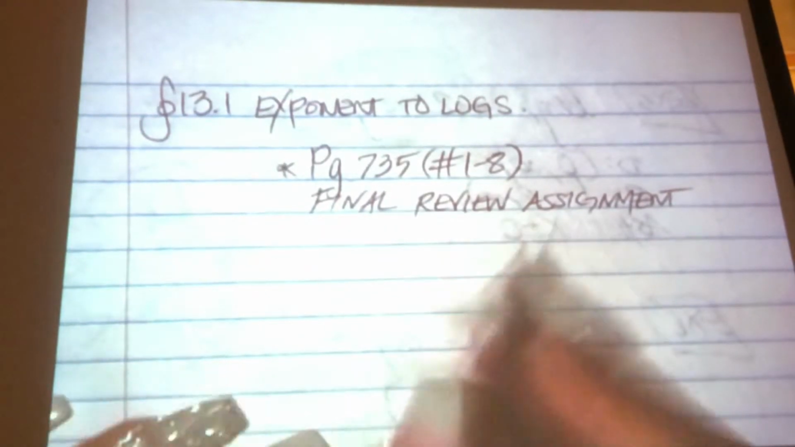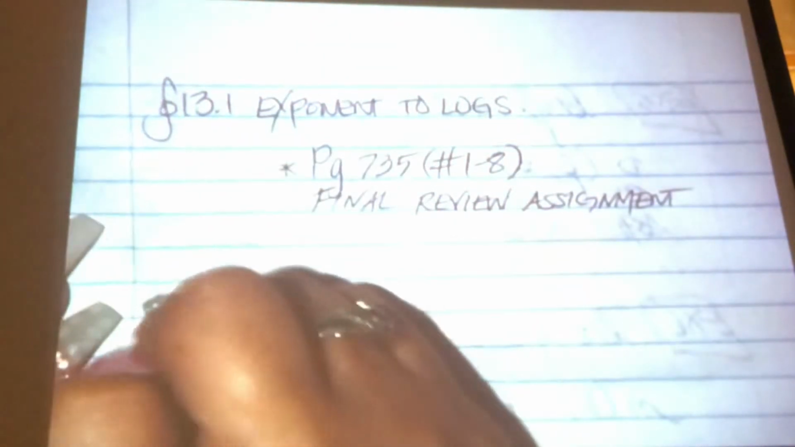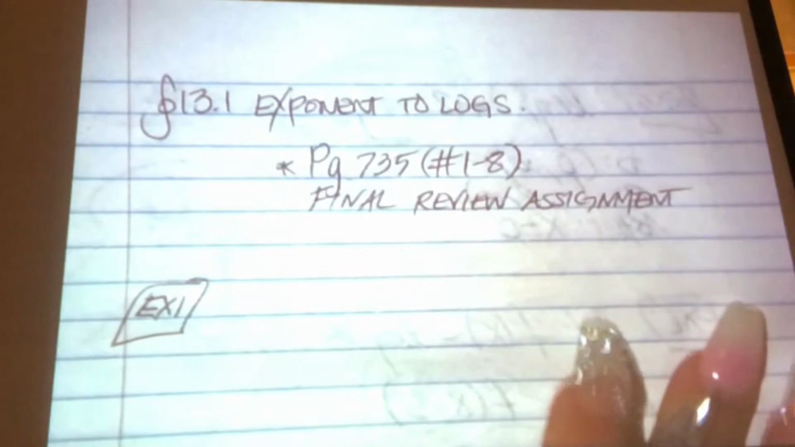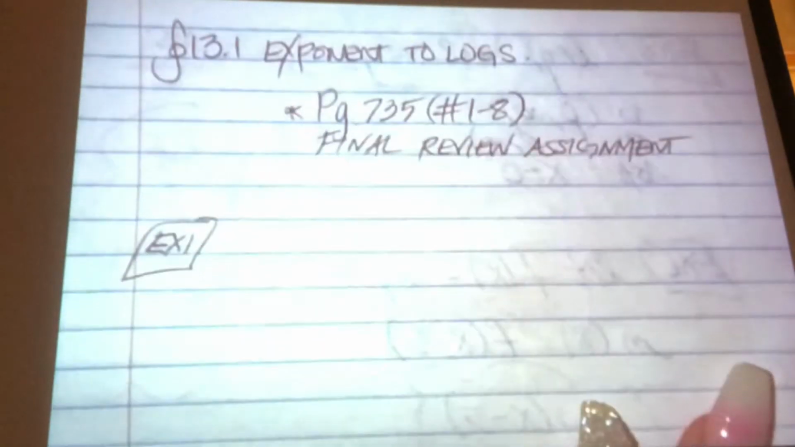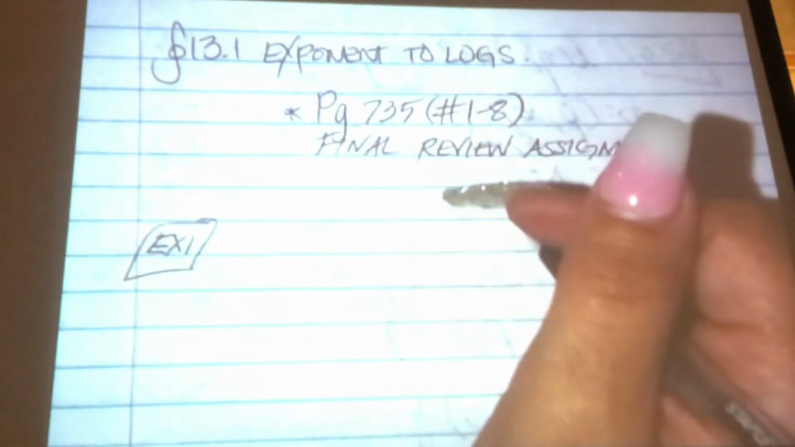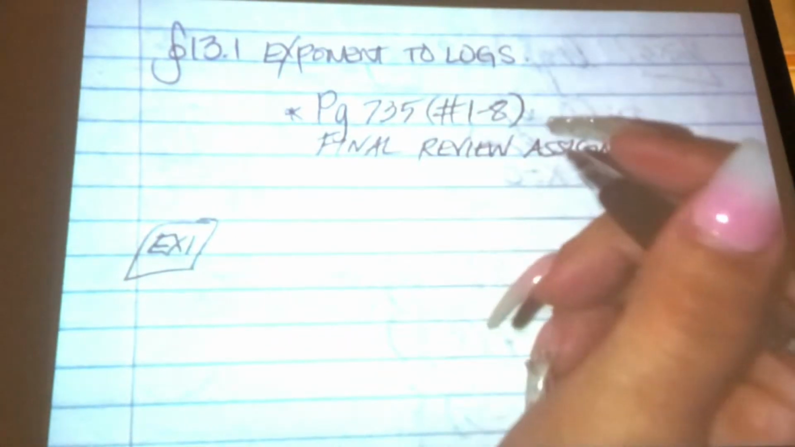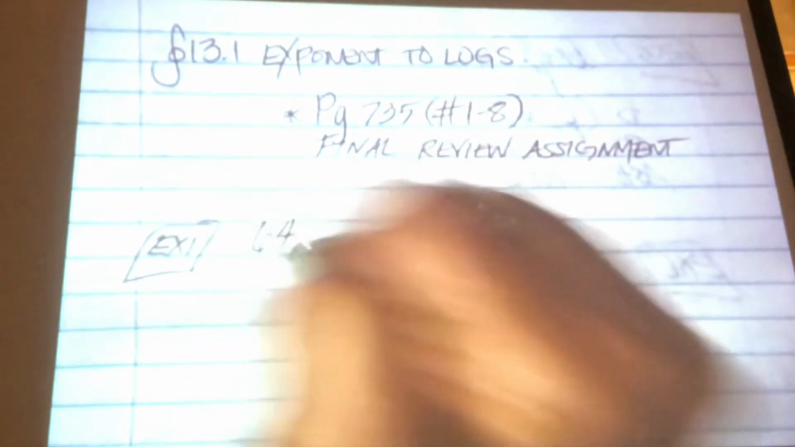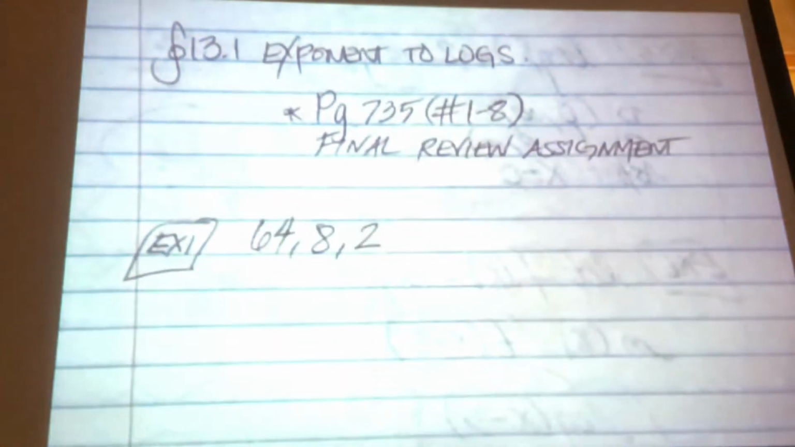All right, so what you're going to be given tonight is an example of how to go from exponential writing to log function writing. So you should have your homework in front of you so you can see what I'm talking about. If I give you three numbers, 64, 8, and 2, you should be able to tell me the relationship between these three numbers.